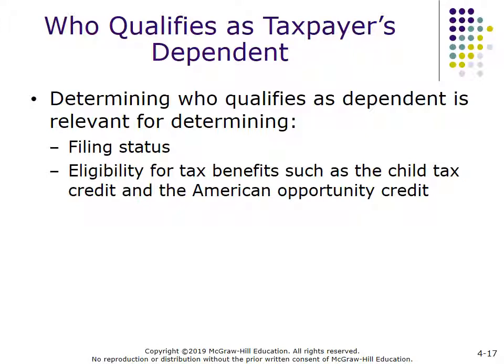Now let's start talking about a dependent. Dependents were a really big deal before 2018, because you were able to take a deduction for each dependent you claimed on your tax return. But as of 2018, that's gone away. Why is it important, though, to still determine your dependents? It will help you to determine your filing status. It may also help you determine if you're eligible for tax credits, such as the child tax credit or the American Opportunity Credit. So we still go through the exercise of determining who is a dependent for a taxpayer.